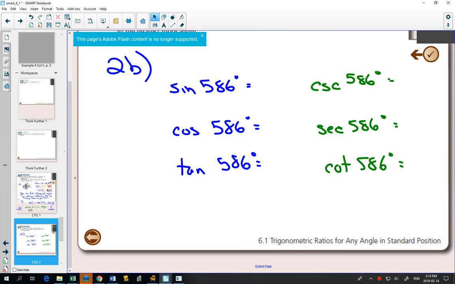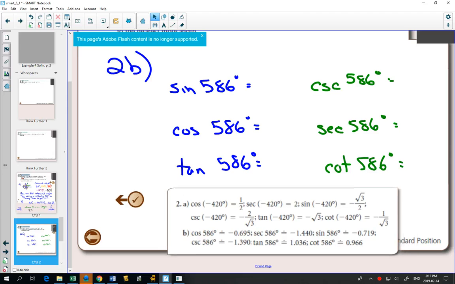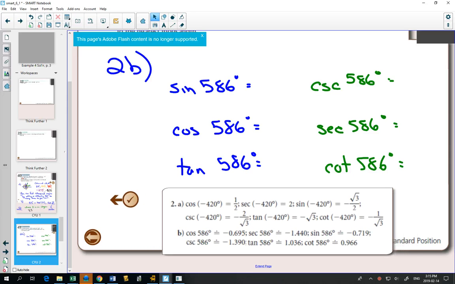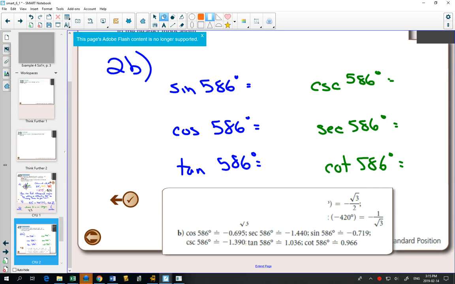Type them into your calculator, and we want to see if we can get, we just want 2B, so I will get rid of the answers for 2A. Can you get those answers on your calculator? I know they're a little small, so I will zoom into the answers. There we go, that's bigger.